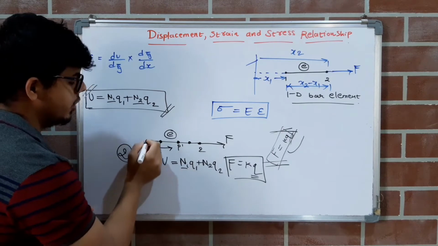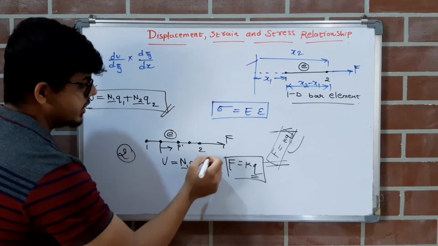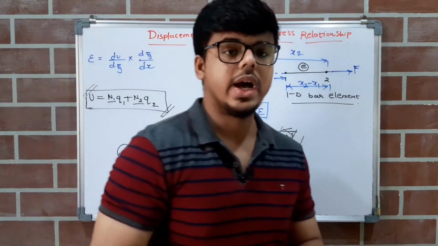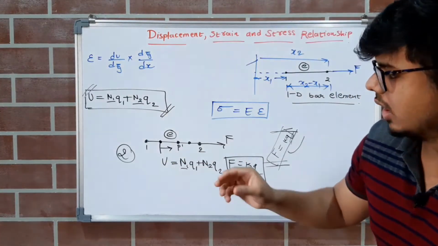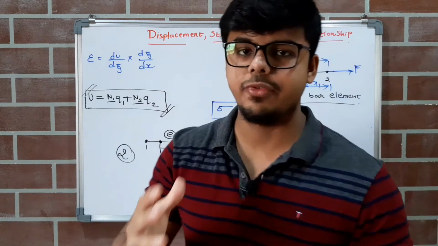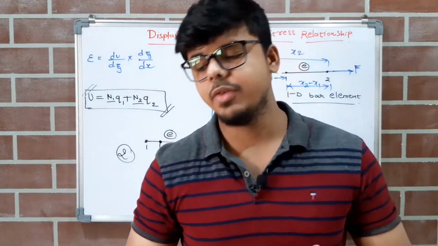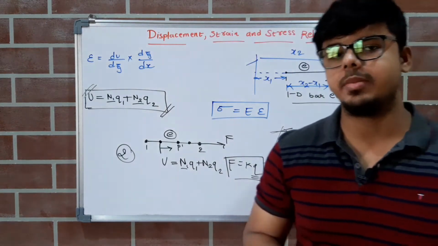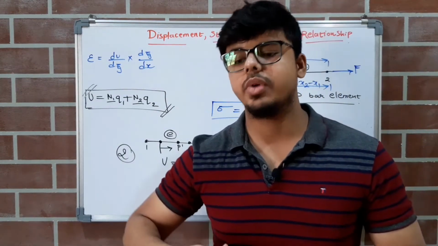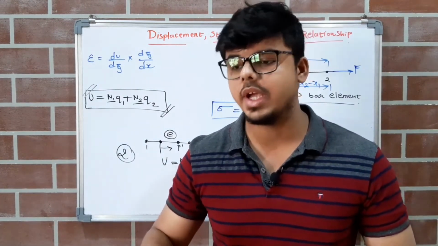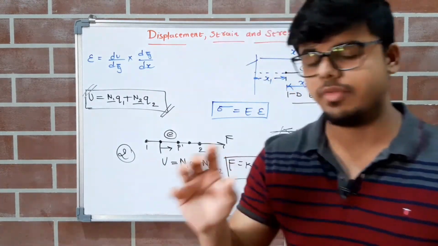n1 is the shape function of node 1 and n2 is the shape function of node 2. Now what is shape function? Suppose that you have a 5-year-old child in front of you. Now we want to analyze his behavior, means how he behaves, how he does some different things, right? So what you are doing, you are analyzing the behavior of that 5-year-old child.